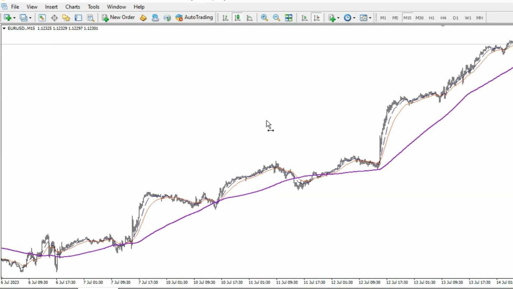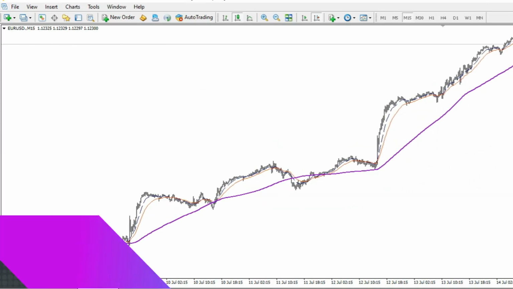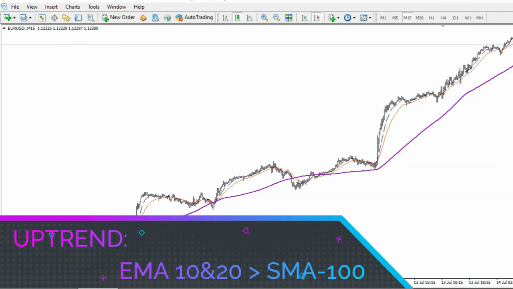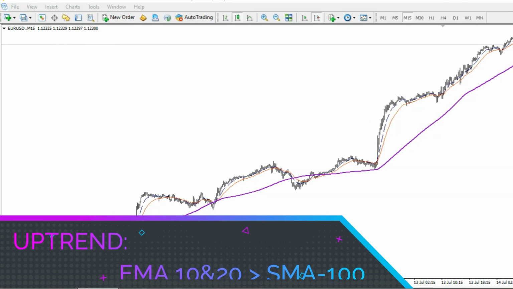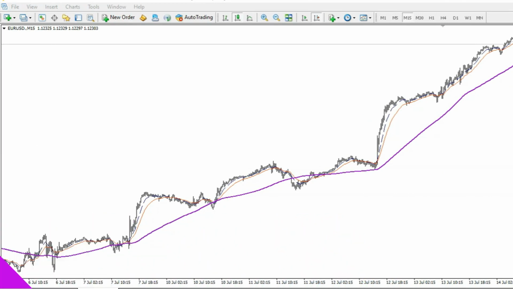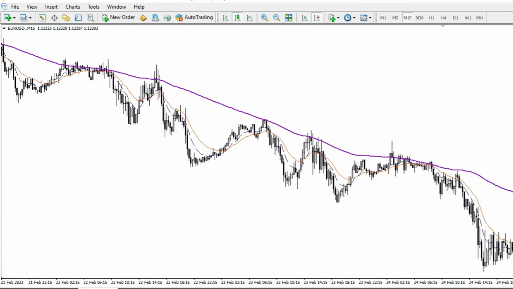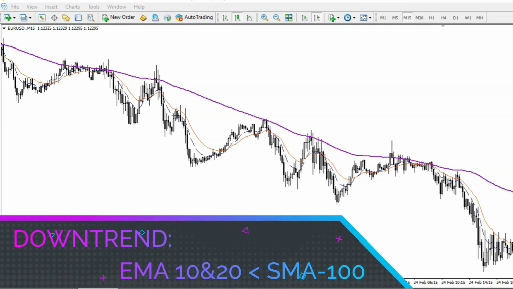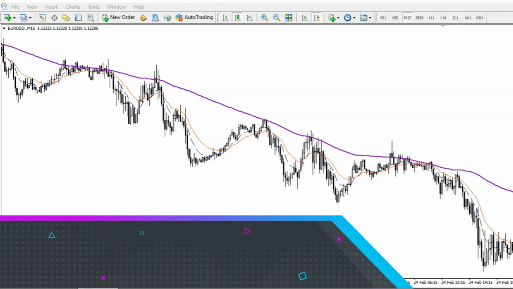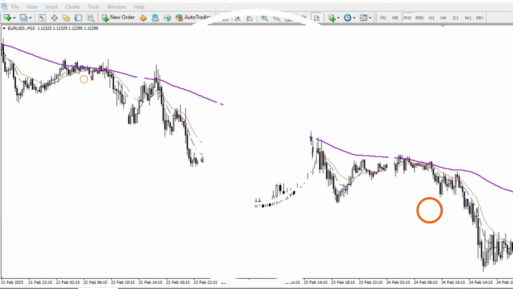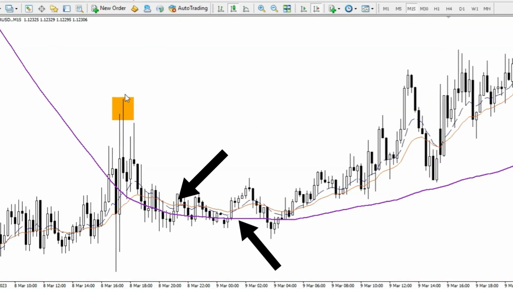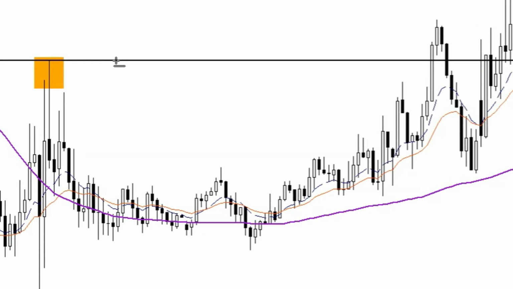In this strategy, if the EMA 10 and EMA 20 are both above the 100 period simple moving average, we know it's an uptrend, so sell signals get filtered out. And vice versa, if the EMA 10 and EMA 20 are both below the 100 period simple moving average, we know it's a downtrend, so buy signals get filtered out. In this example, you'll see that both moving averages are above the SMA 100 right now, so the only trade we can take is a buy.